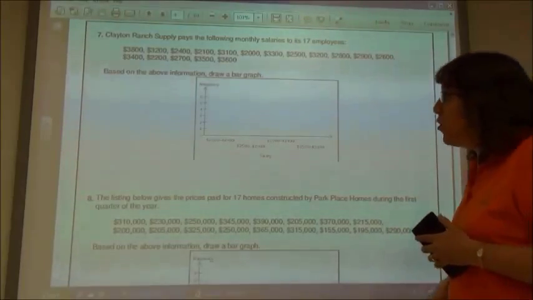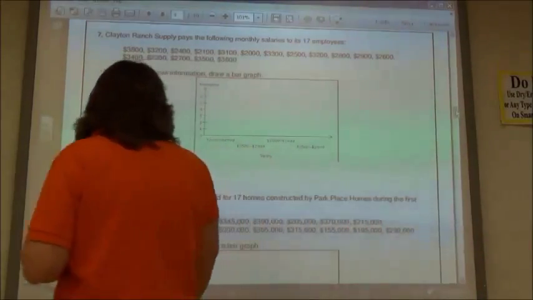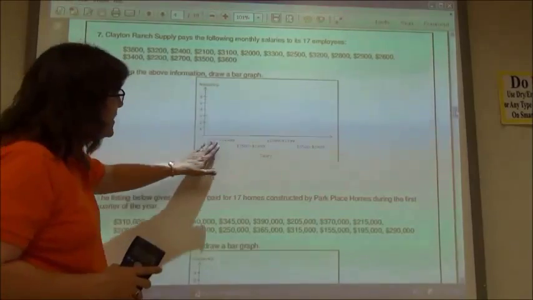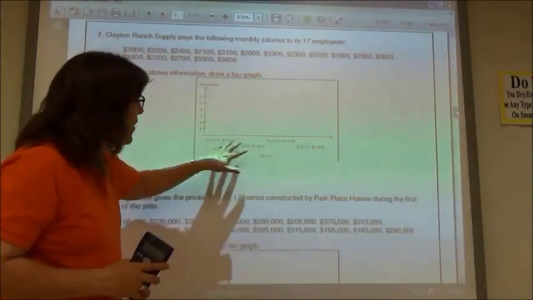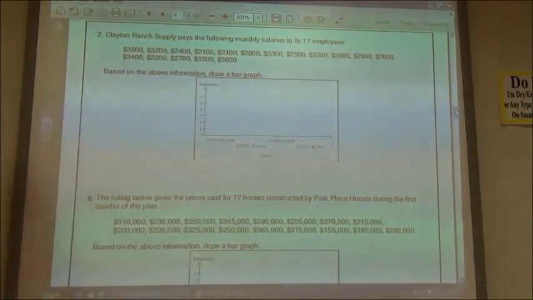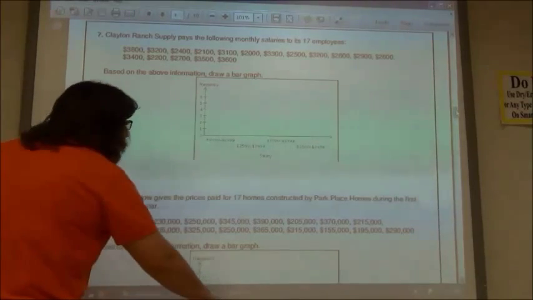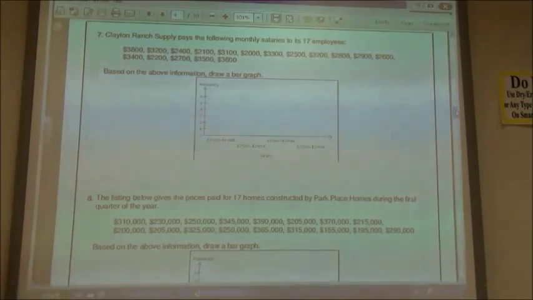Number 7, we want to draw a bar graph. A bar graph is basically showing the number of items that show up in each of these categories. We have 4 different categories. Probably don't need my calculator for that one. So we had 17 employees. It shows their monthly salaries.